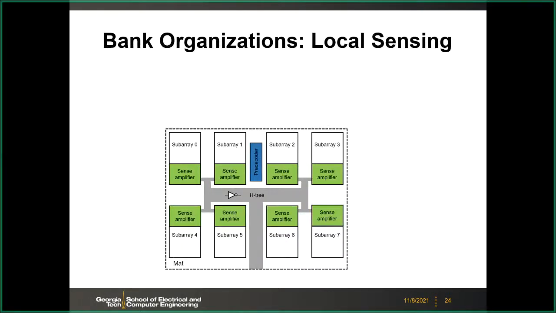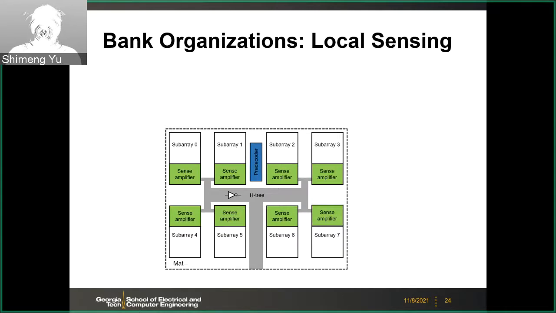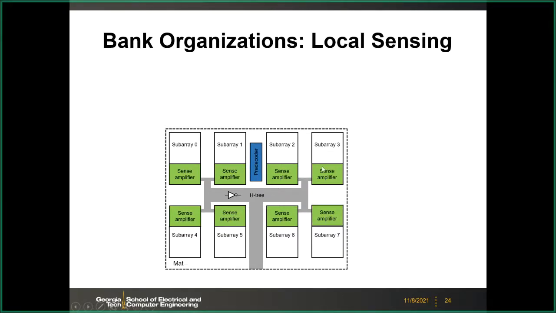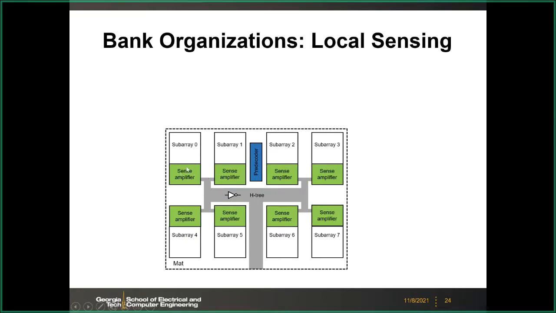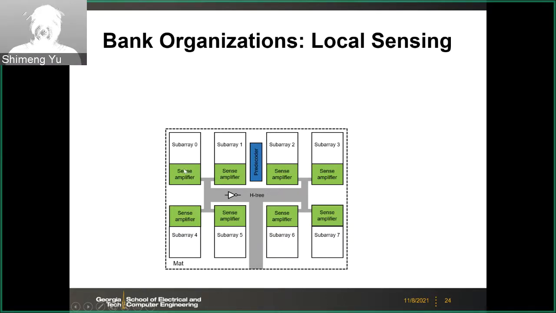So here, let's look at some of the sensing schemes at a higher level. For example, we have multiple subarrays, and each subarray has its own sense amplifier. And the local sensing means that you can sense the signals locally at each subarray. And then here we use H-tree routing to accumulate the bits. For example, if you get 1 bit from one array, you need to accumulate those 8 bits to your I/O, right? So this is your I/O. So you combine those 8 bits here.